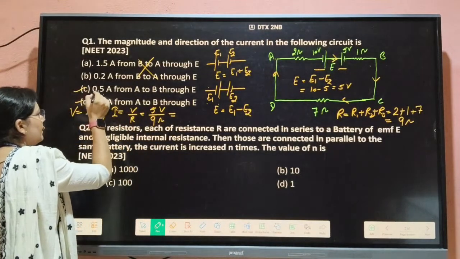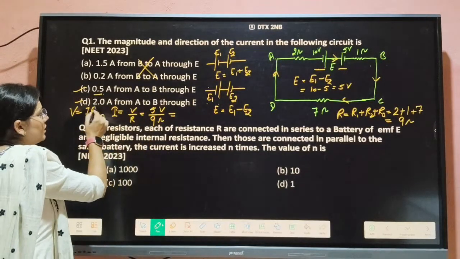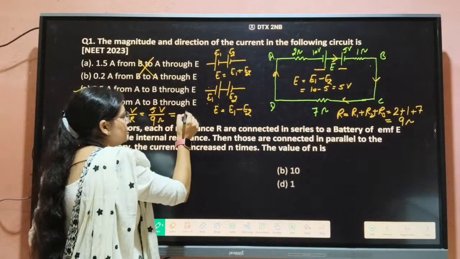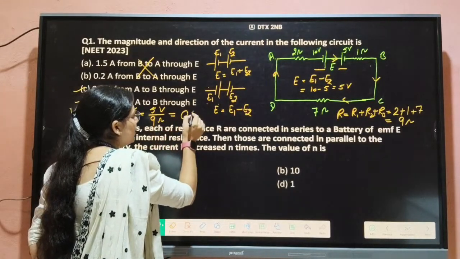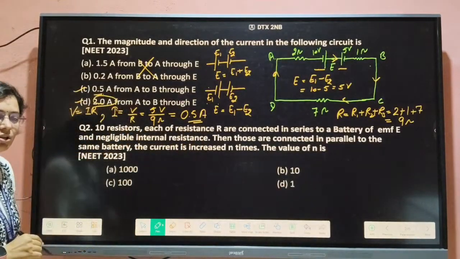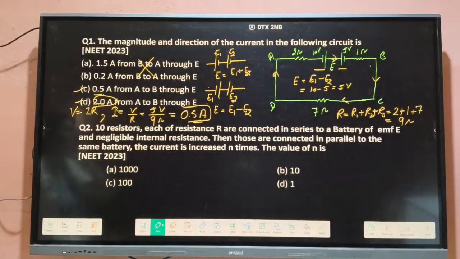Out of these two options only, one will be better. If you divide this, it will not give us 2.1. Because it will be 0.5 ampere. Clear? I hope you understood how we can find this. This was a NEET previous year question.